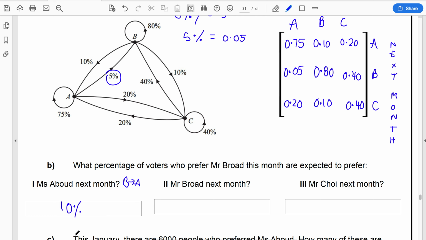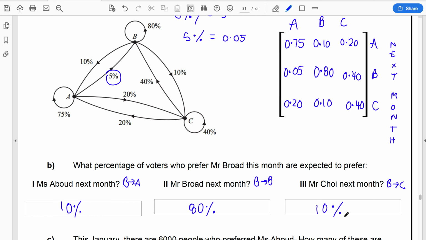so we're going to have to convert it into a percentage. For Mr. Broad, so that's B to B, we're looking at 80%. And then finally for Mr. Choi, so B to C, 10%.